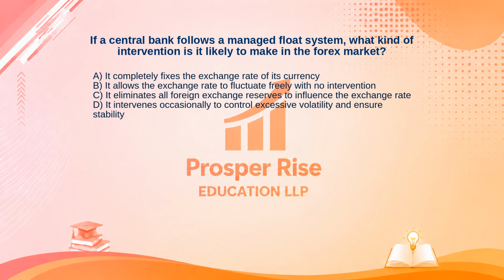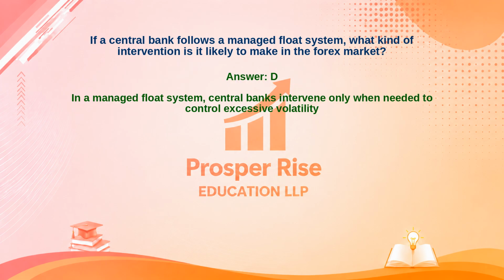Take a moment to pause the video and decide. The correct answer is option D. Let's see why. In a managed float system, central banks intervene only when needed to control excessive volatility.